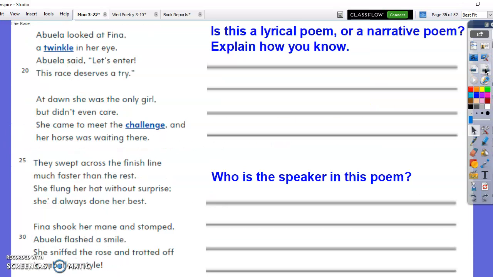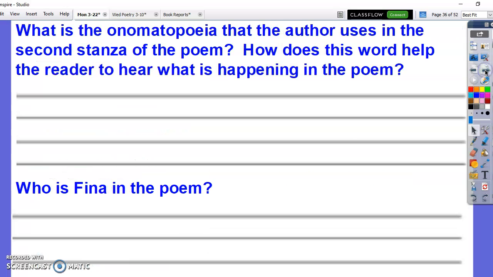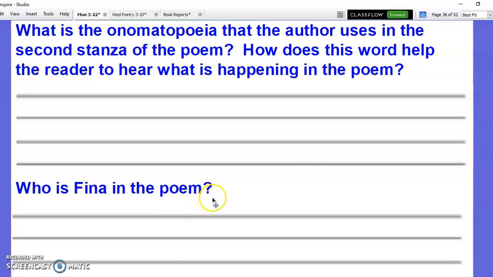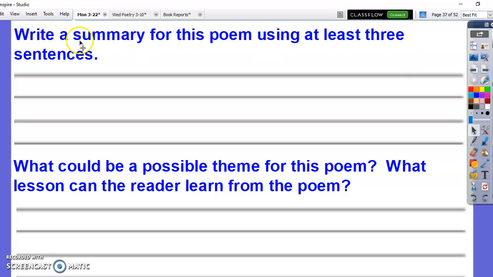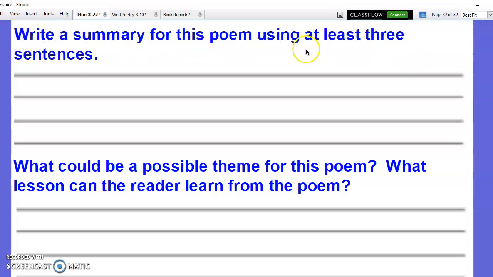Which reminds me, I need to go over onomatopoeia. Who is Fina in the poem? That's an easy question there. Then I ask you to write a summary for this poem using at least 3 sentences. So you're going to write 3 sentences to tell me what this poem is about. What happens at the beginning, middle, and end.